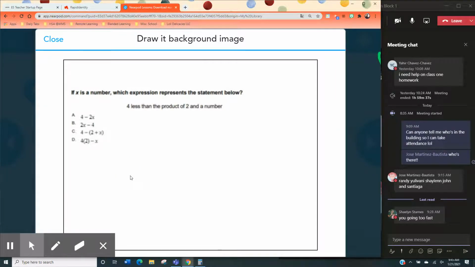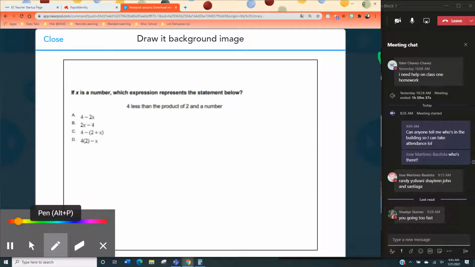Okay, we're going to go ahead and look at another one where we're writing out our expression. It says, if x is a number, which expression represents the statement below? 4 less than the product of 2 and a number. So it says if x is a number, so that means that a number is actually represented by x.